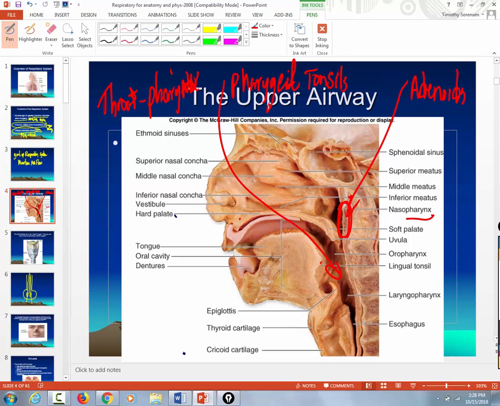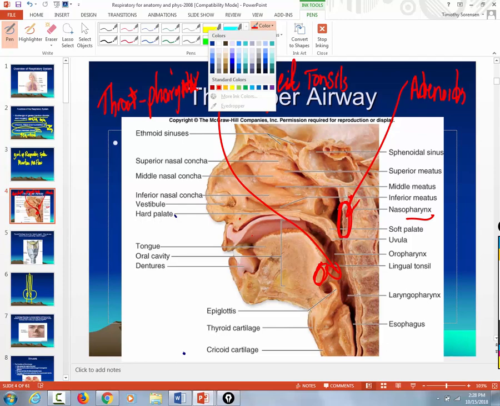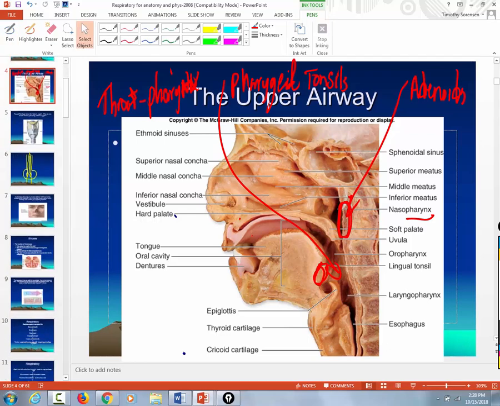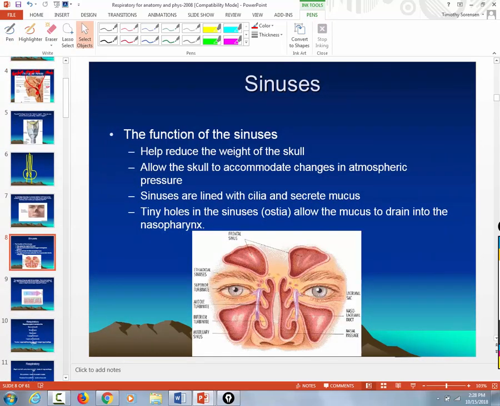In addition, underneath your tongue, you have the lingual tonsils. The lingual tonsils also protect your oral airway. Now, you're going to have to know these for the lab final.